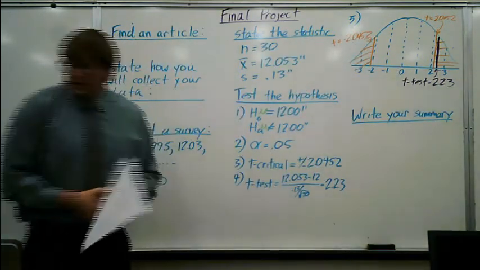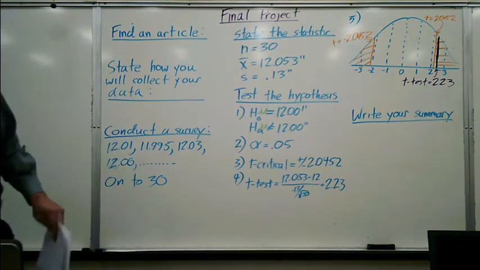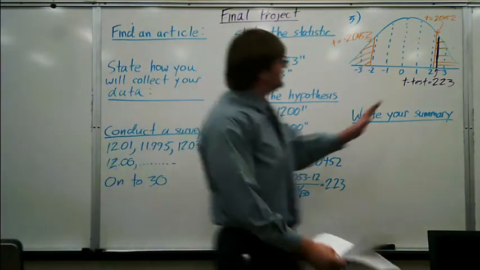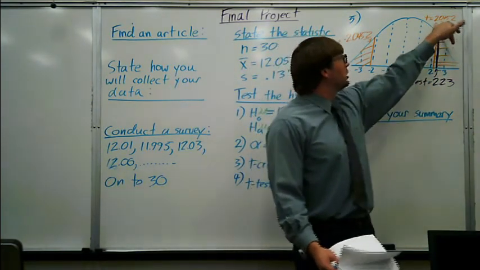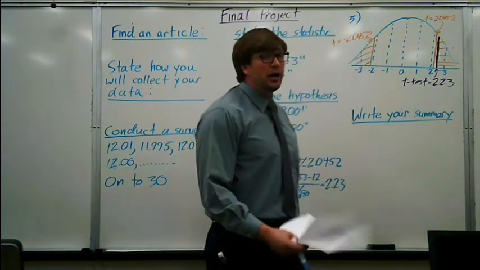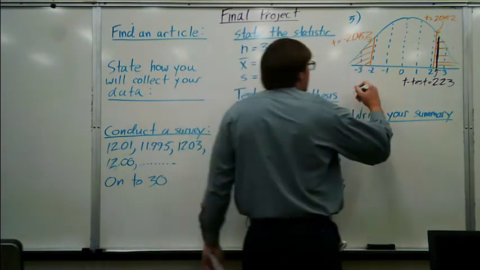So last step is just to make a conclusion, and because our test statistic is more extreme or farther away from the mean than our critical values, we can go ahead and reject the null and accept the alternative.